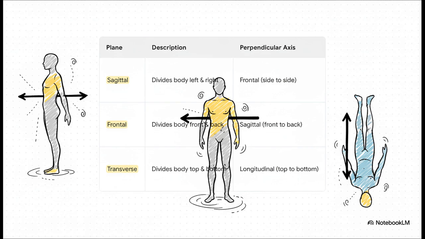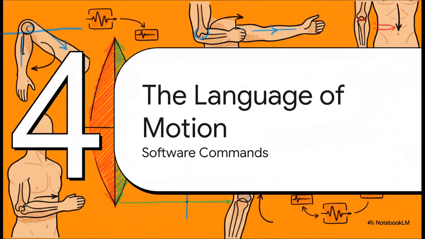So for movement in the sagittal plane, which is forward and backward, the axis is like an invisible skewer passing through you from side to side. For frontal plane movement, which is side to side, that skewer goes from front to back. See? It's a perfect 90-degree relationship every time. Okay, now that we have the planes, let's learn the actual command words for motion.